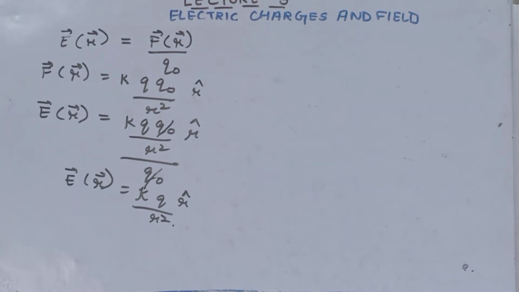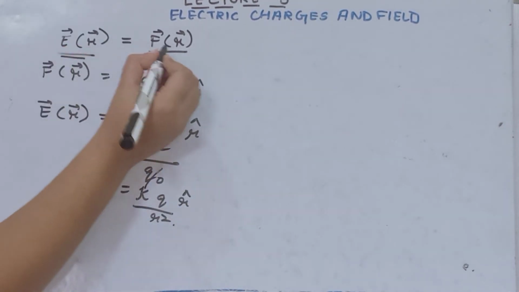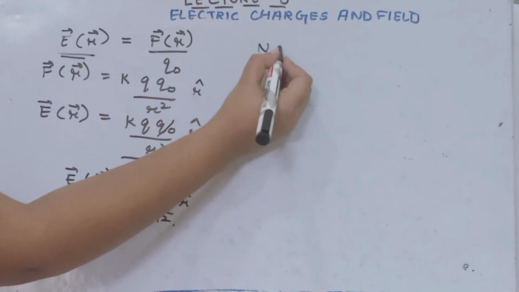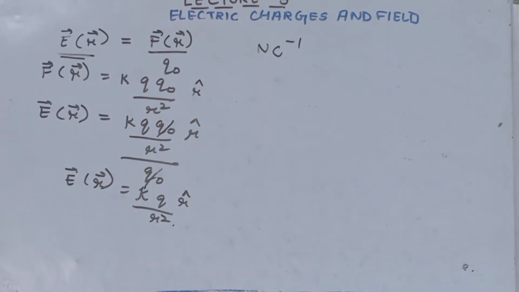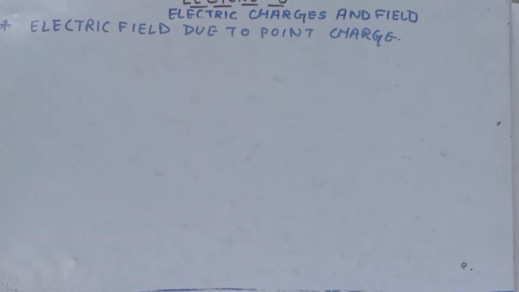Fine. Now, after this, let us find out what will be the SI unit of electric field. So from here we can very easily say that it has to be Newton per Coulomb. Fine. So with this we are done with electric field intensity, source charge and test charge, and we are all set to move further. So next we are going to do electric field due to a point charge.